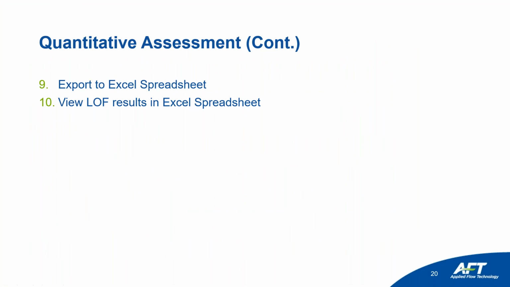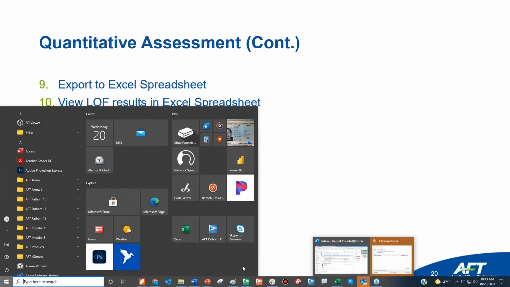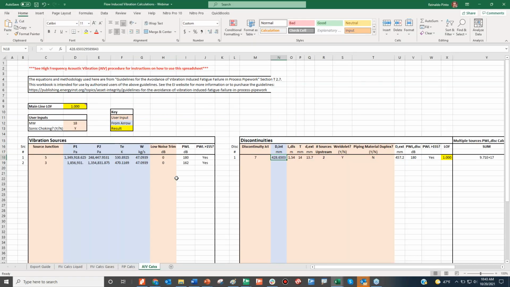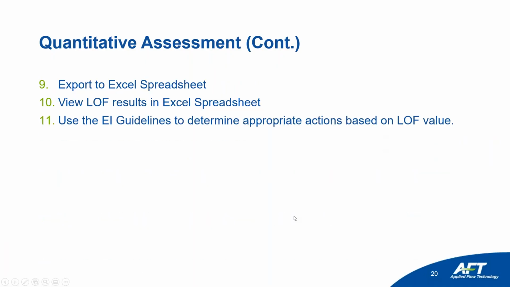The next step is to view the LOF results in the spreadsheet. So we open the spreadsheet again. The resultant LOF is 1.0. So the next step is to use the Energy Institute guidelines to determine the appropriate actions based on the LOF value. As I said, the guidelines have a part where it analyzes the LOF for each one of the vibration source, and it guides you to the actions to be taken.